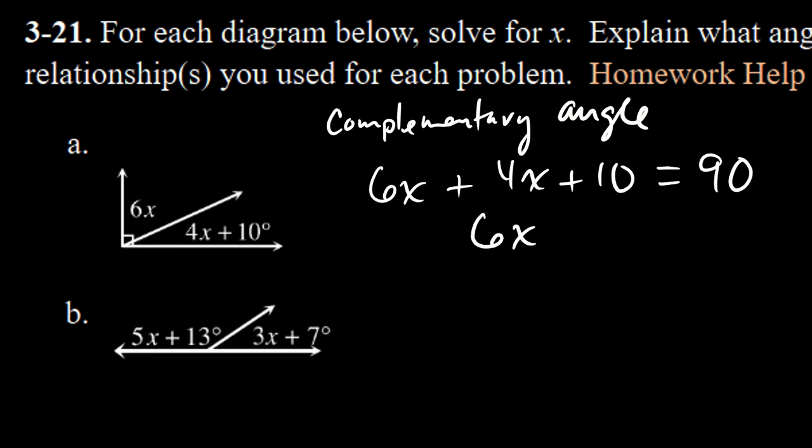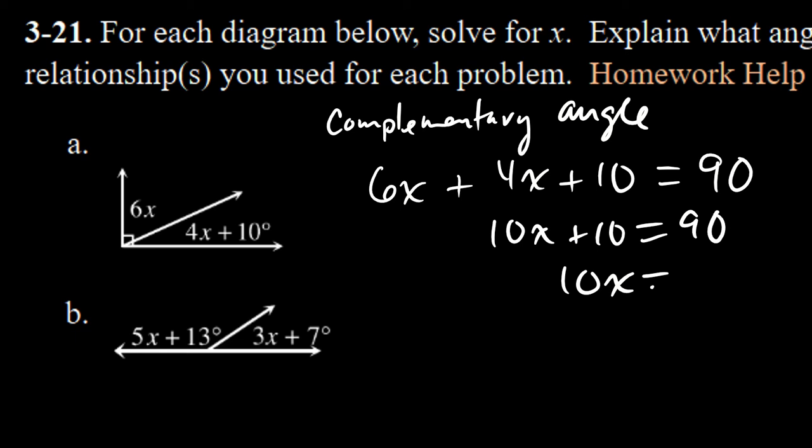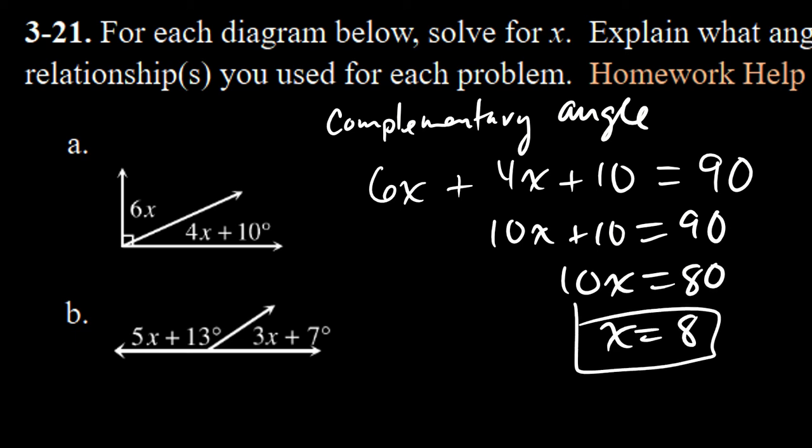Therefore, 6x plus 4x is 10x, plus 10 is 90. 10x is 80. Therefore, x is 8. So x is 8 is the first answer. That's for part A.